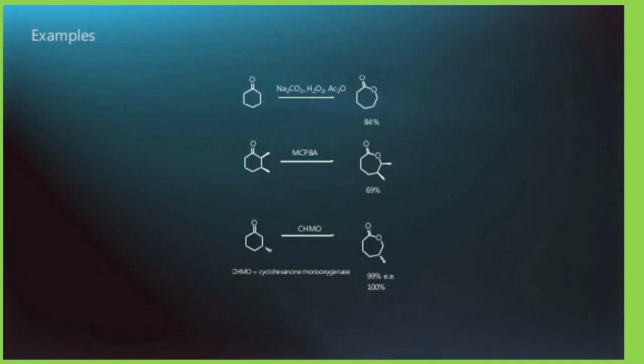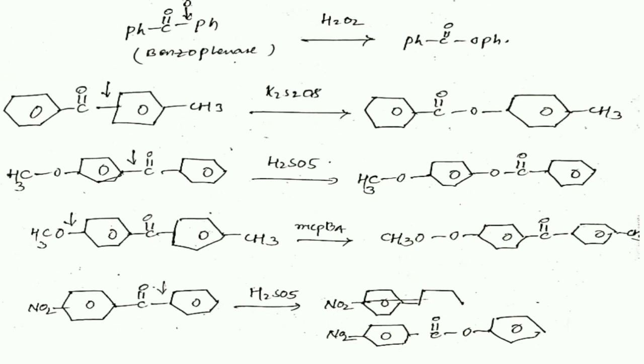Let us look at some examples. This is a ketone which is treated with different peracids. Here we use H2O2 as the peracid, and we get 84% of the product. But if we take the substituted one, we get 69% of the lactone. And if the substituent is at the meta position, then we get the maximum, that is 100% of the lactone. Here are some examples of Baeyer Villiger reactions.